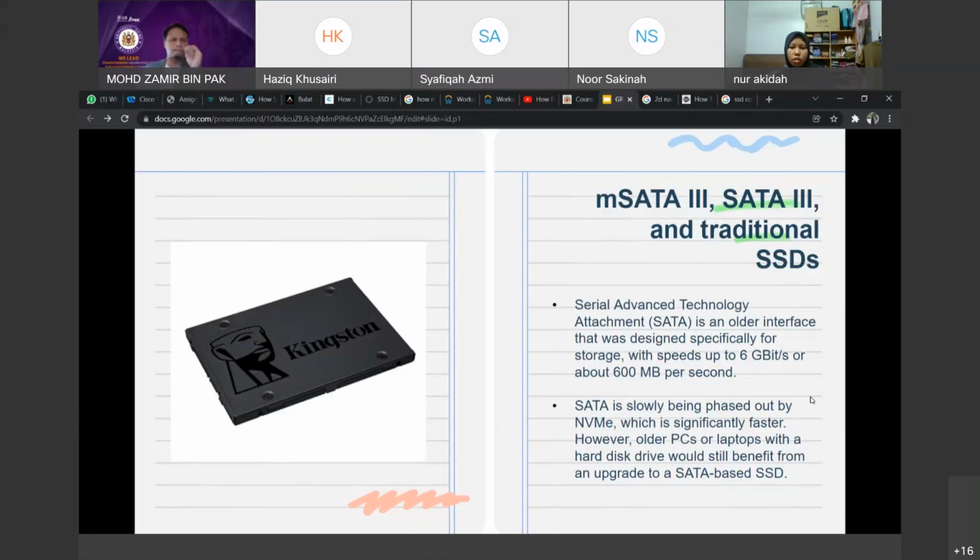This is the more traditional one, SATA 3 and traditional SSDs. Serial Advanced Technology Attachment, SATA, is an older interface that was designed specifically for storage with speeds up to 6 gigabits per second, or about 600 megabytes per second. SATA is slowly being phased out by NVMe, which is significantly faster. However, older PCs or laptops with a hard disk drive will still benefit from an upgrade to a SATA-based SSD. So that's all from me.